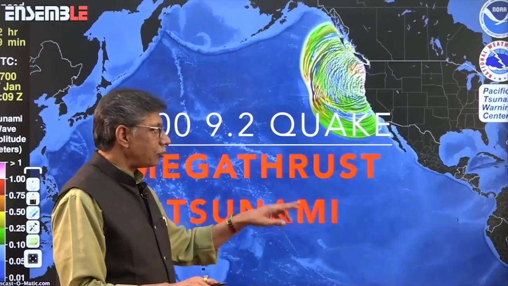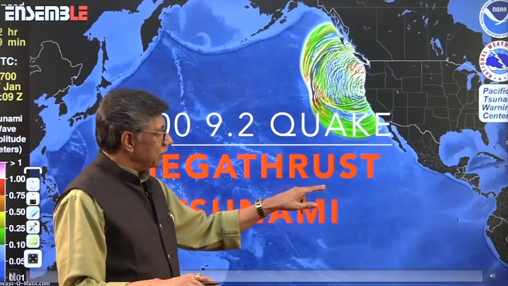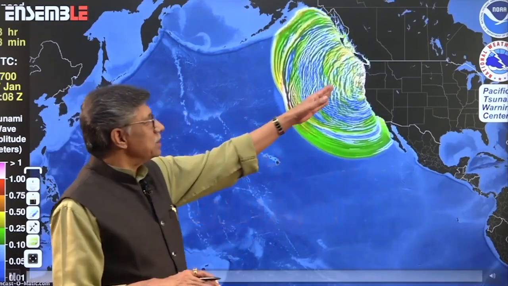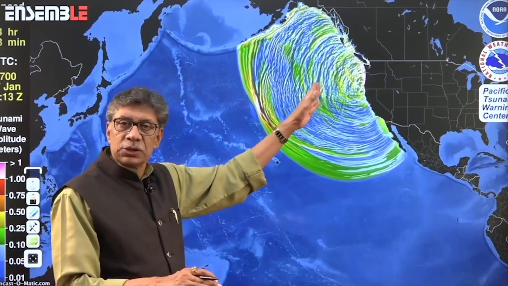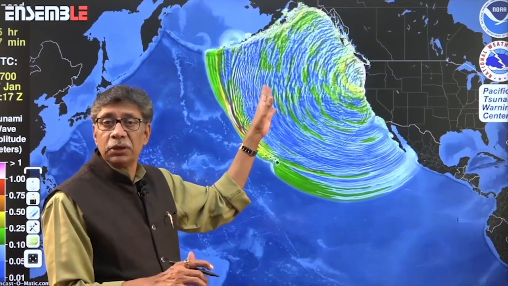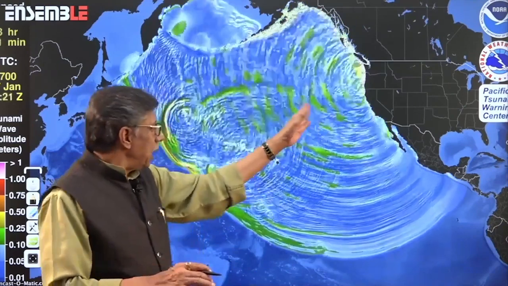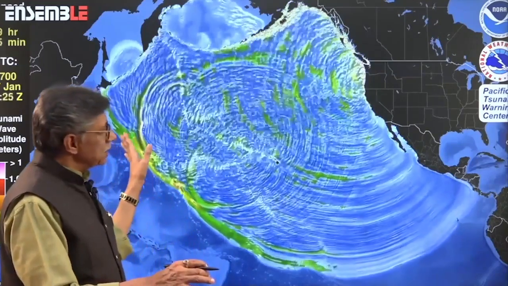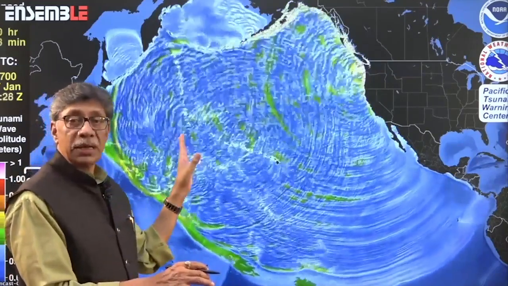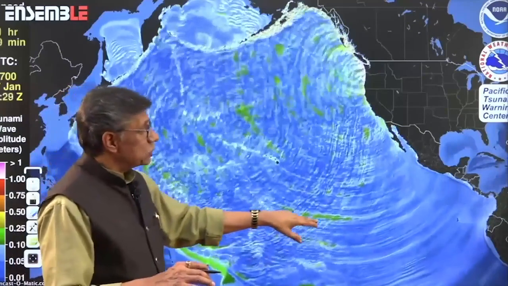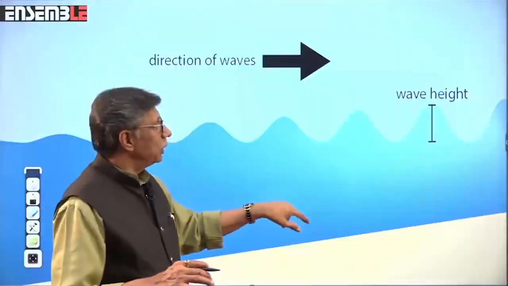We have talked about this diagram, where once the tsunami is generated, of course, its waves start covering the whole of this ocean basin. For example, this is a place where a tsunami has been generated in the Pacific Ocean, and these waves will start taking shape and start covering the whole of the Pacific region. That is the way the tsunami moves ahead as well.